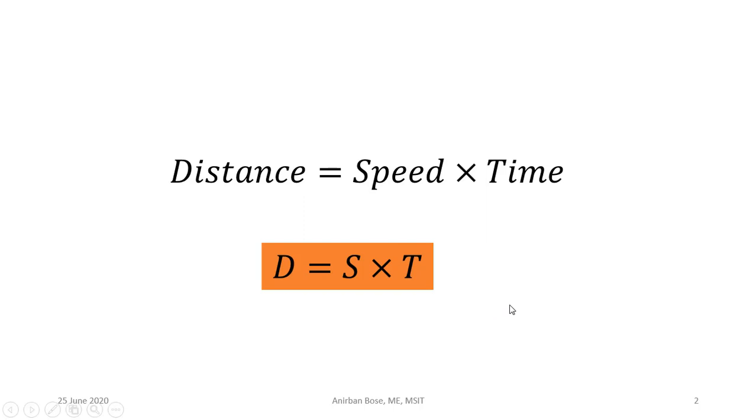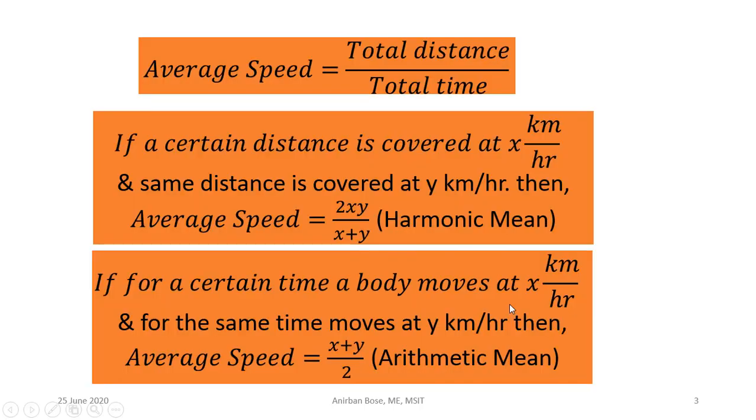Then very quickly we can solve many problems. Some more formulas that you try to remember: average speed is total distance divided by total time. If we have to find out the average speed and it is known that the same distance is covered at x km per hour and y km per hour, then average speed will be the harmonic mean. That is, for two speeds it will be 2xy by x plus y. For a certain time a body moves at x and for the same time it moves at y. So if the time is constant instead of the distance, then average speed will be the simple arithmetic mean.